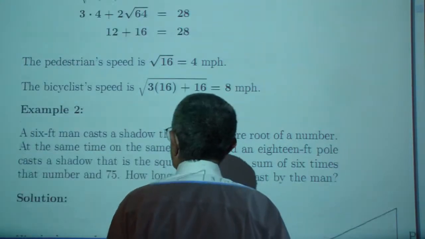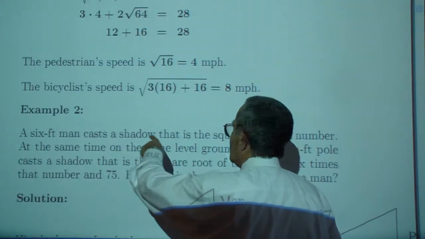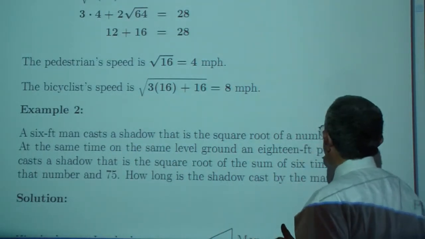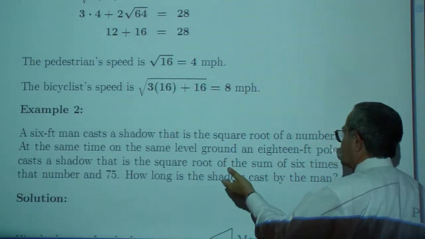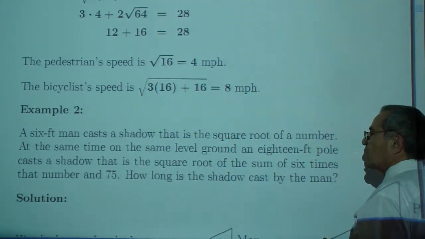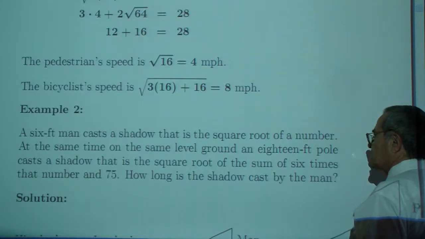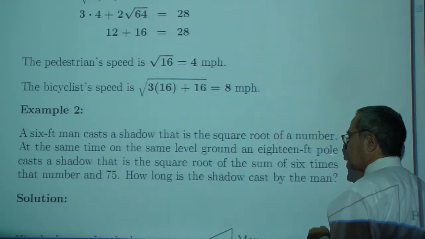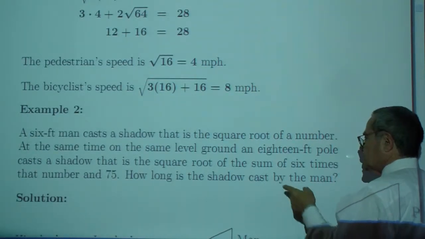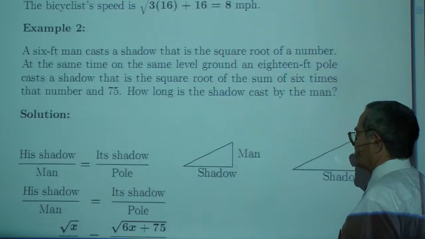Example 2. A 6-foot man casts a shadow that is the square root of a number. At the same time, on the same level ground, an 18-foot pole casts a shadow that is the square root of the sum of 6 times that number and 75. How long is the shadow cast by the man?